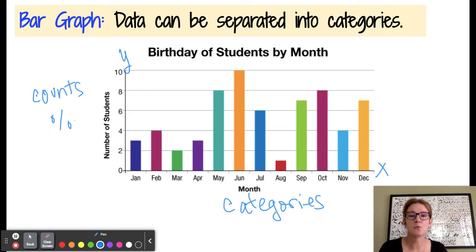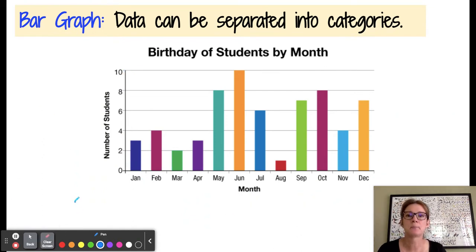So the way you know that you want to choose a bar graph for data like this is that there is no continuity between the categories here. There's no data that exists in here between the January and February bars, right? There is a number of students who have birthdays in January, and there is a number of students who have birthdays in February. There's no data in the spaces here.